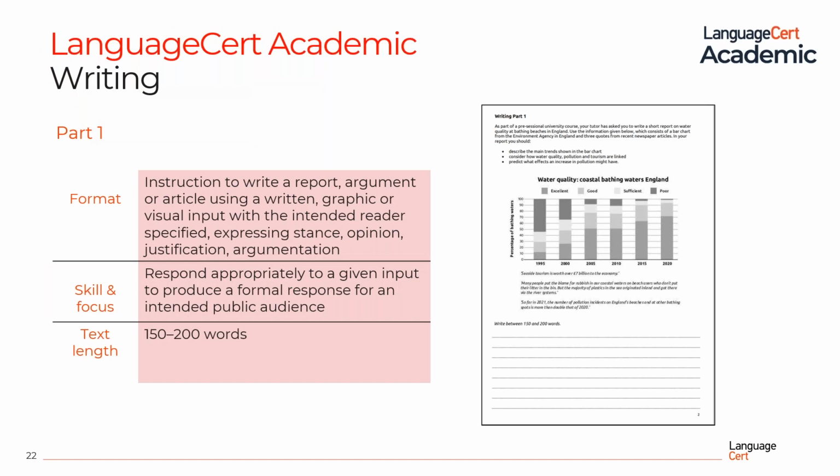In more detail, Part 1 asks candidates to write a report, argument, or article using a written graphic or visual input with the intended reader specified, and express stance, opinion, justification, or argumentation. Candidates need to respond appropriately to a given input to produce a formal response. In terms of text length, they are required to write between 150 and 200 words.